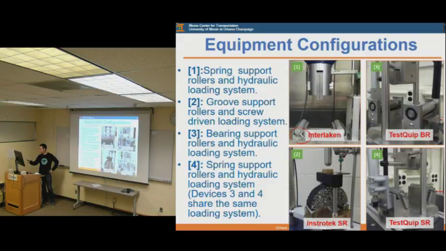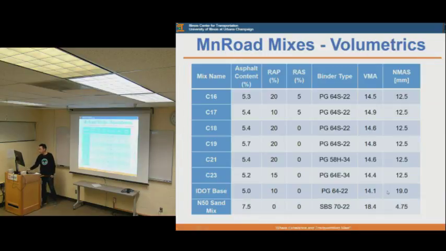The third picture and the fourth picture are basically the same machine. They share the same loading system, and the only difference is they have different supporting systems. Picture 3 has a bearing roller supporting system, and picture 4 has a spring roller supporting system.